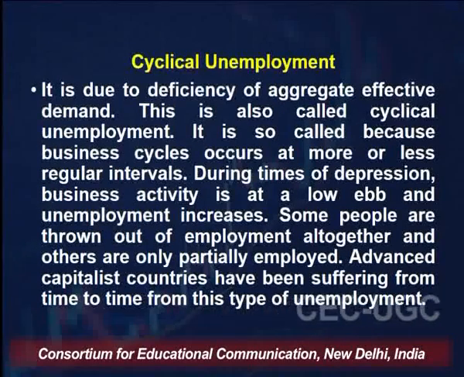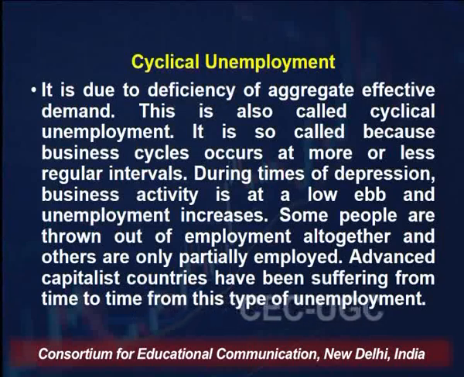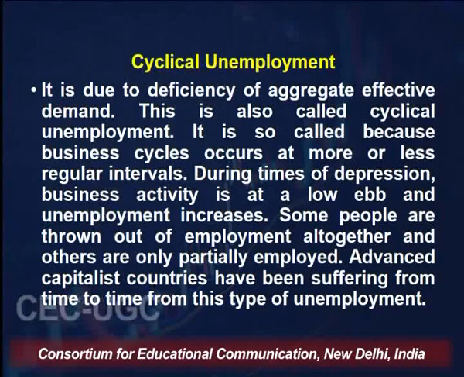Another type of unemployment is cyclical unemployment. Cyclical unemployment is due to deficiency of aggregate effective demand. It is so called because business cycles occur at more or less regular intervals. During times of depression, business activity is at a low ebb and unemployment increases. Some people are thrown out of employment altogether and others are only partially employed.